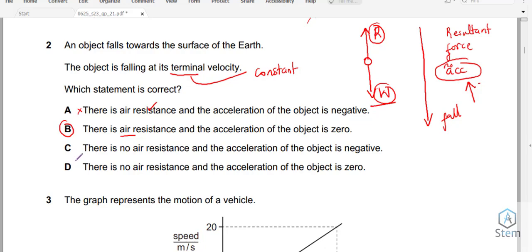Let's eliminate C and D just for fun. C says there is no air resistance. Well, we know that if you have an object and it is falling down, the weight of the object will definitely be there. So if there is no air resistance, then this object is always going to accelerate because it is always going to have the resultant force. So C is wrong because of that. D says there is no air resistance. Again, for the same reason, there definitely is air resistance.